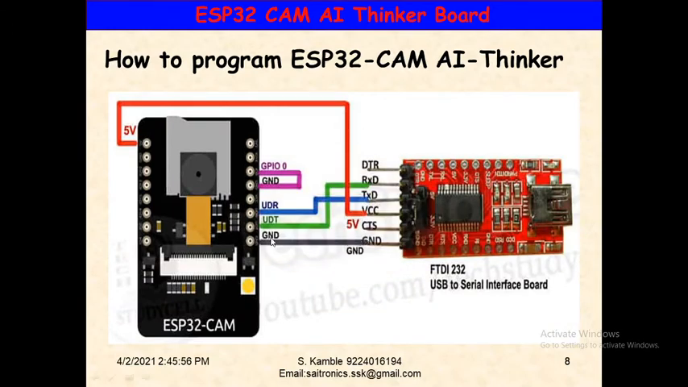You have to connect ground to ground, transmitter to receiver, receiver to transmitter, and VCC to 5 volt. And the most important point, you have to connect GPIO 0 to ground. When you connect this GPIO to ground, you have to press the reset button, then this ESP32 CAM will go into program mode. So this is the connection for programming ESP32 CAM, and this is the FTDI.